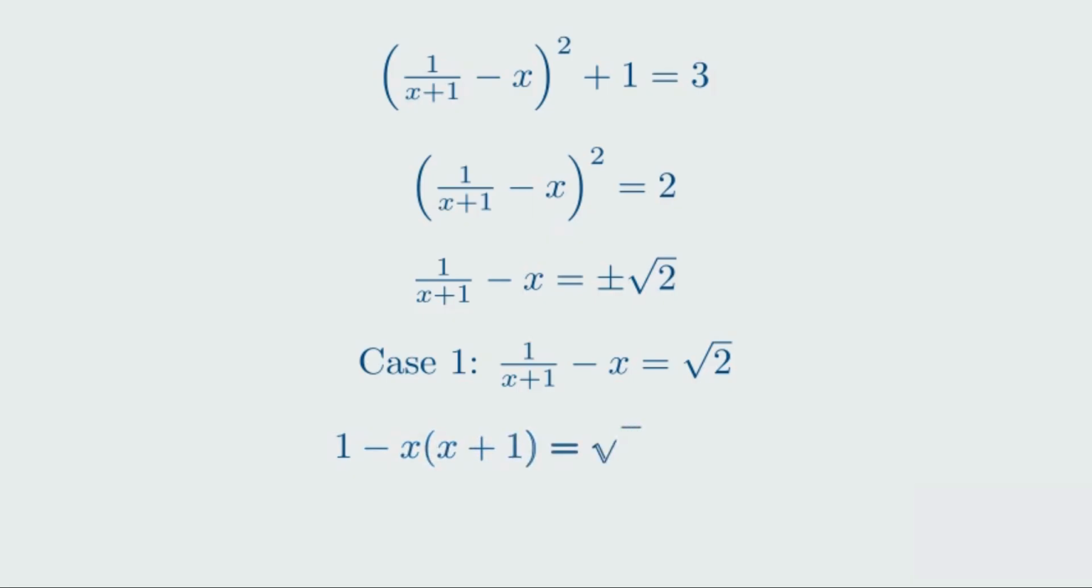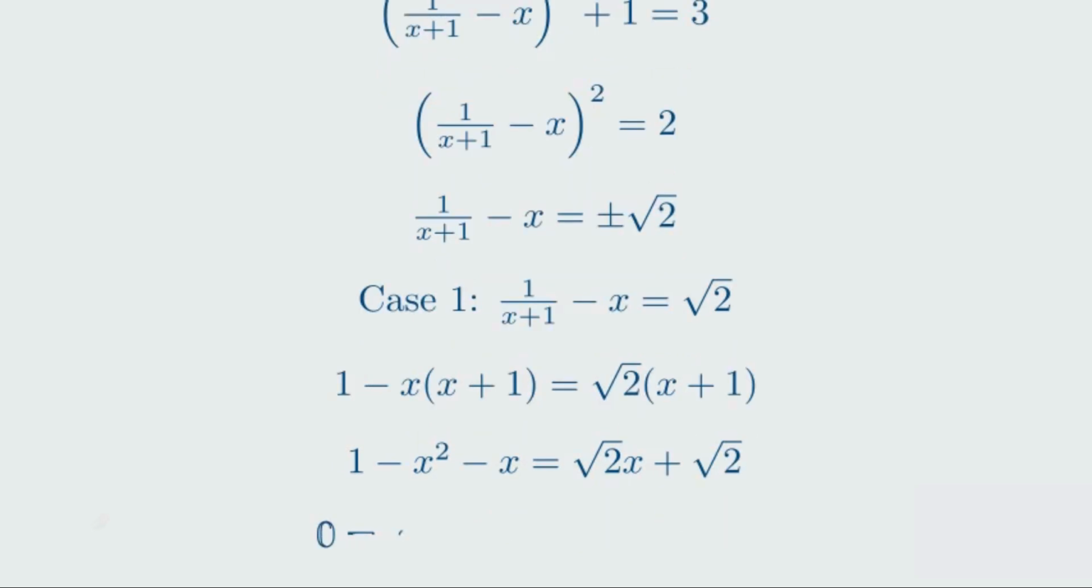This gives us (1 minus x) times (x plus 1) equals the square root of 2 times (x plus 1). Expanding both sides, we get 1 minus x squared minus x equals the square root of 2 x plus the square root of 2. Now, let's rearrange this into a standard quadratic equation, x squared plus bx plus c equals 0.